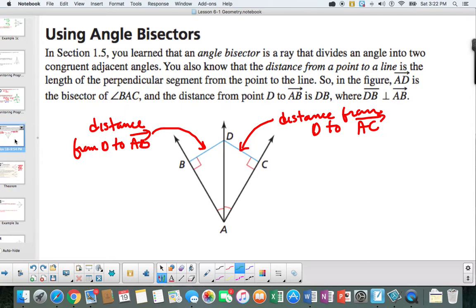Okay, angle bisectors. This is an angle bisector. AD is an angle bisector. And this point right here, D, has a distance to one side and it has a distance to the other side. Remember, distance from a point is always perpendicular to the line.